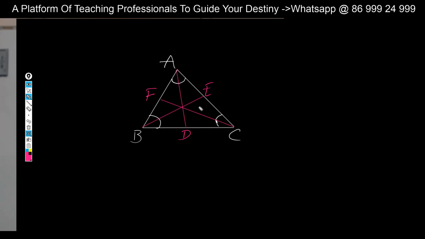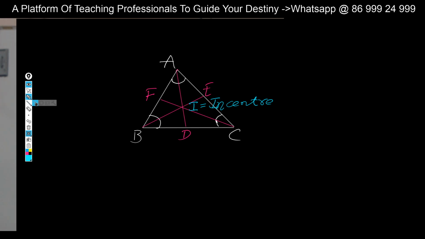Then all these three internal angular bisectors are concurrent at the point I, let me say. What is this I here? I is nothing but the incenter. Why is it said to be incenter? Incenter is the center of that circle which touches all the three sides of the triangle internally.